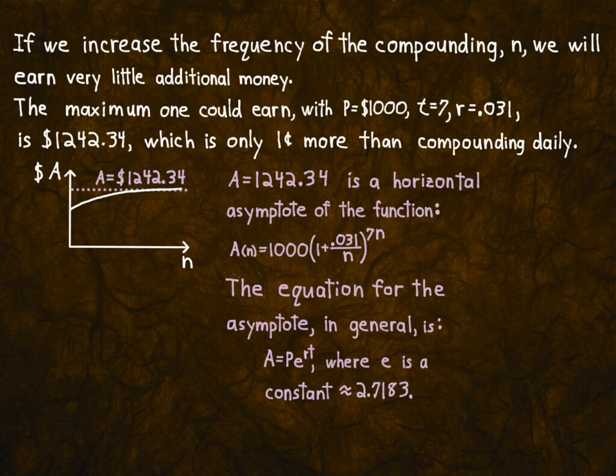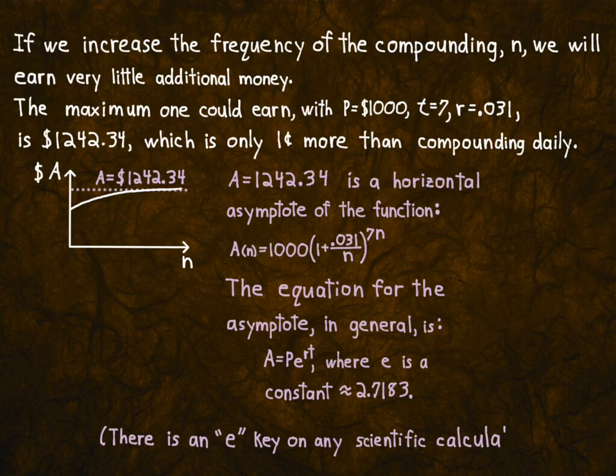And this A equals P e to the RT is actually a different kind of compound interest. It's what you get if you compound infinitely often. It's the asymptote of this little graph that I gave here. And every scientific calculator has a key e. On some of them it'll say e to the x, but if you wanted to get e out of it, you just do e to the 1.